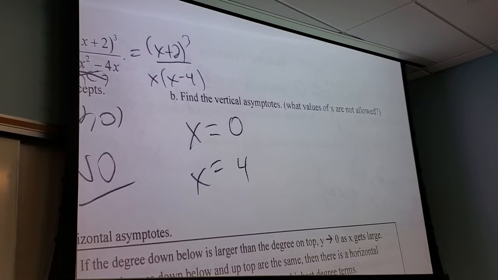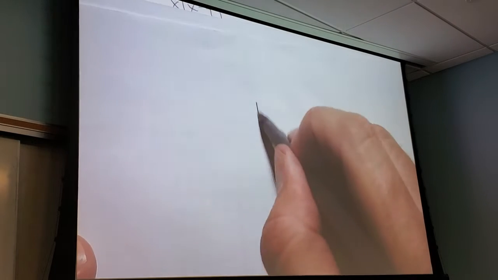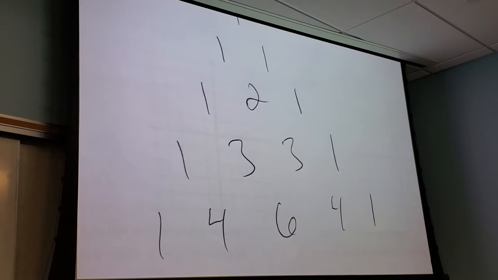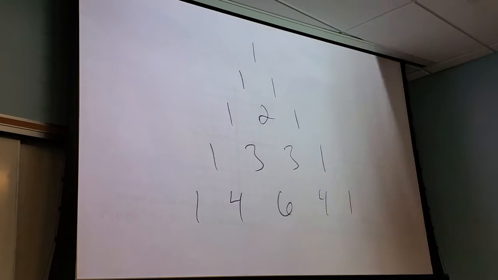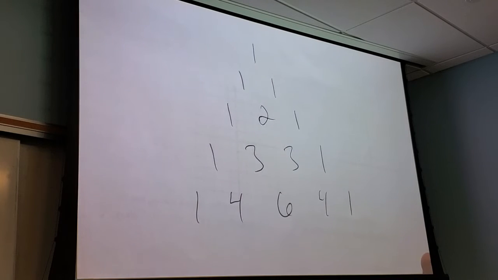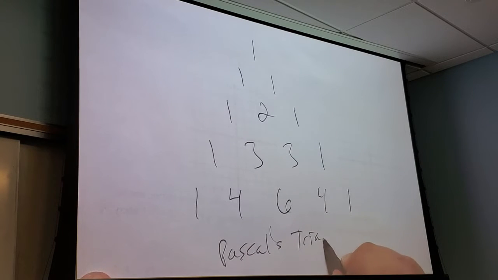All right, I'm going to show you guys a shortcut. This is something you guys should see at some point. Has anyone ever seen this? Have I shown you guys this before? Anybody ever seen this? Does anyone know what it's called? This is called board math. No, this is called Pascal's triangle.